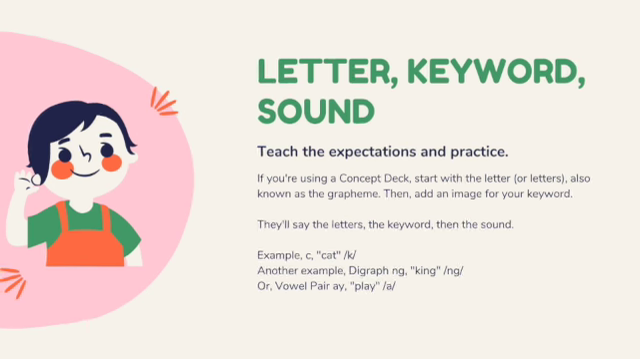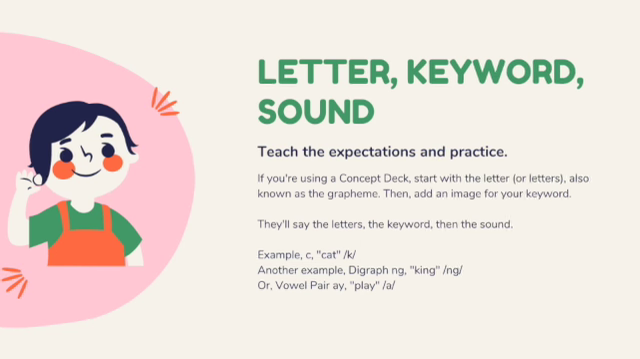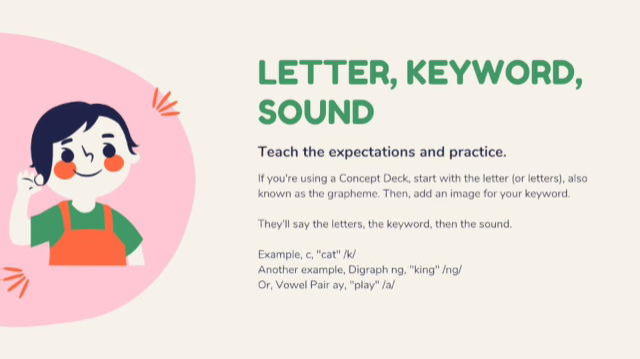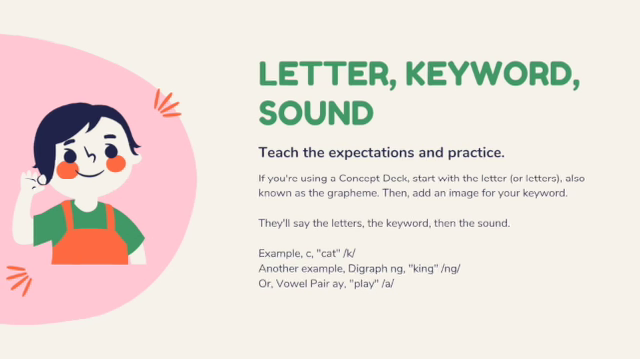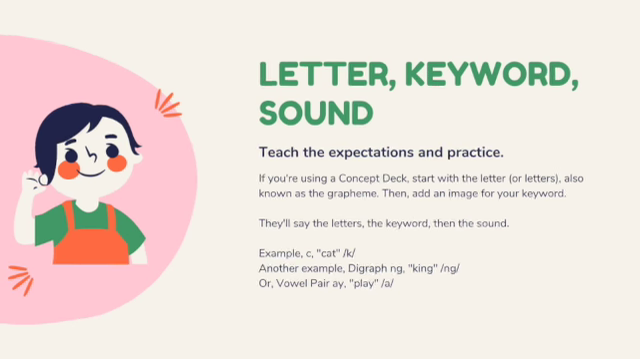Another one might be vowel pair AY, play, A. Okay, and so that key word could be the little kids playing, and they can think of that word play, which has that A at the end spelled AY.